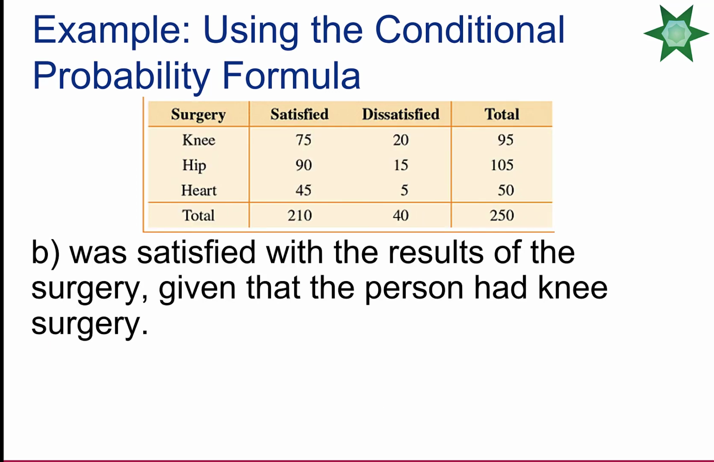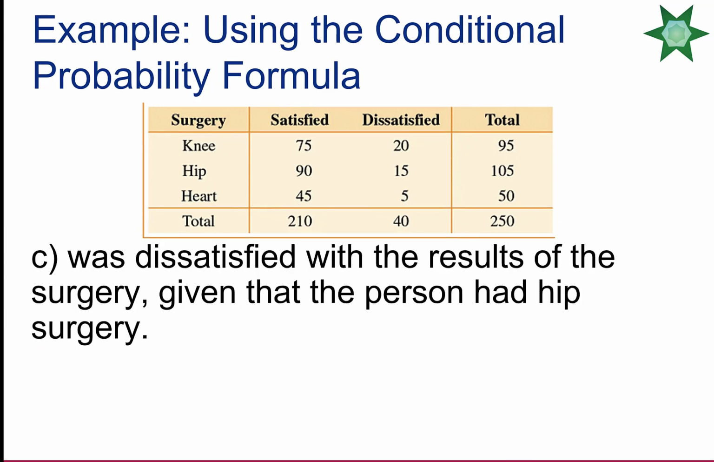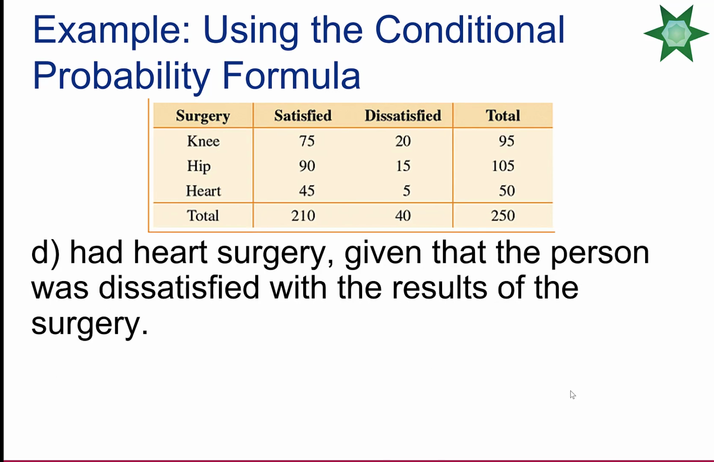Now we're doing a conditional probability. Now we're going to just look at the people with knee surgery. There's 95 of those. How many of those were satisfied? We see 75. And then how about we're dissatisfied with the results given they had hip surgery? So now we've got 105 people with hip surgery, and 15 of those were dissatisfied. And then finally had heart surgery given they were dissatisfied. So 40 people were dissatisfied, and of those, 5 had heart surgery.